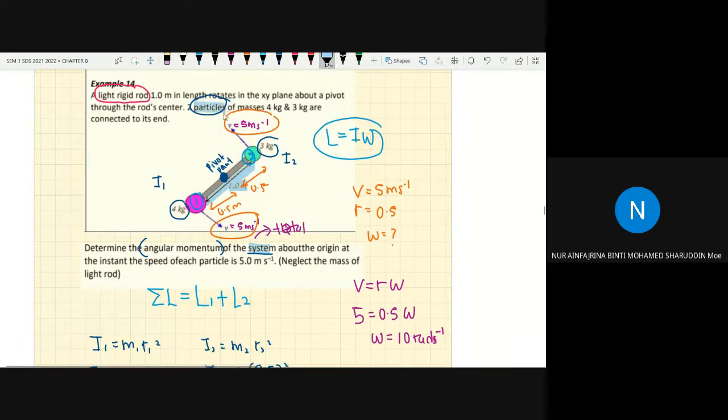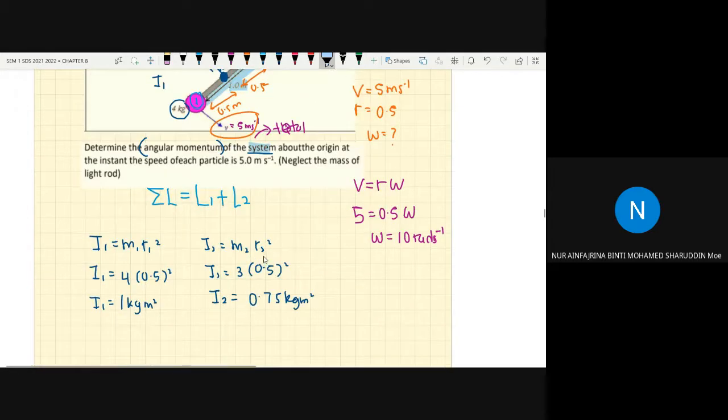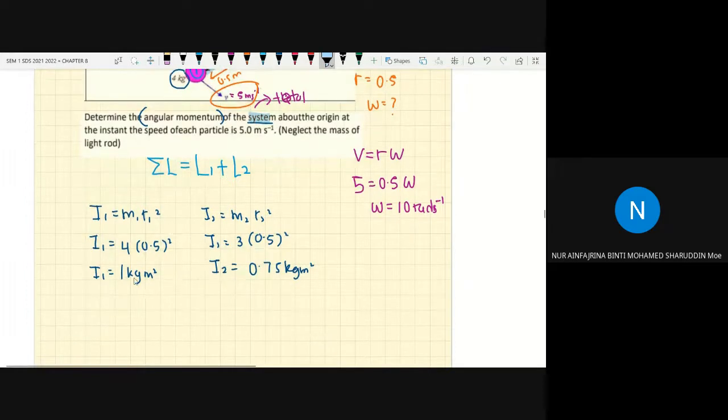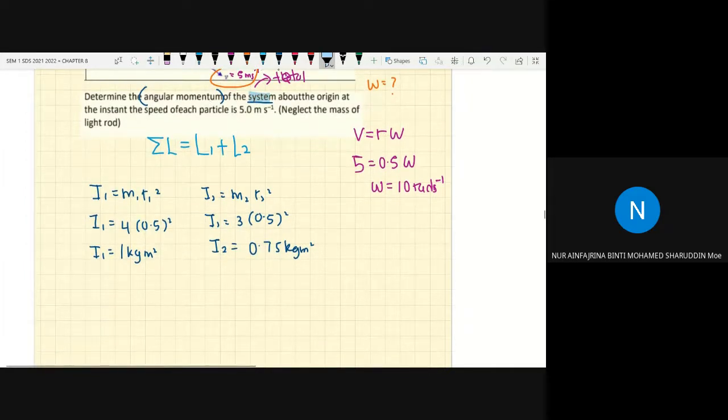Bila dia cakap particles, dia tak cakap pun rod, cylinder, sphere or disc or anything. So bila dia cakap particles, just use the general formula untuk cari moment of inertia dia. Guna sahaja general formula which is mr squared. Okay, now you dah dapat ini, you dah boleh cari dah.